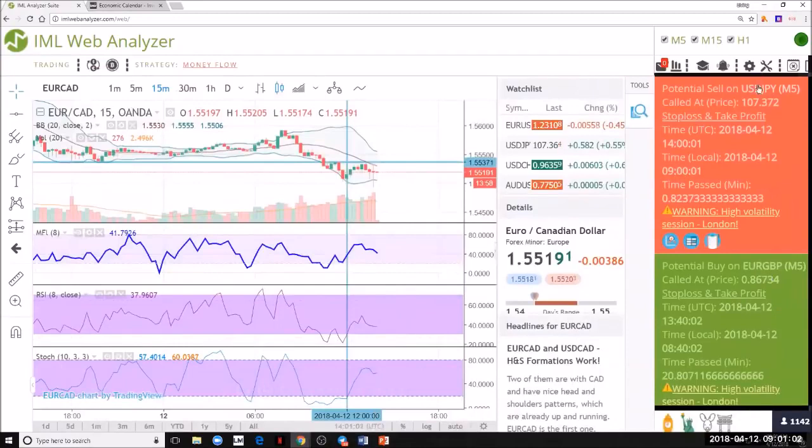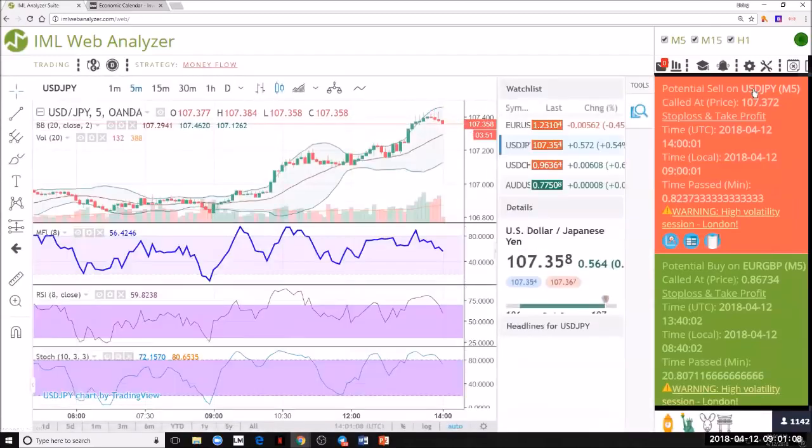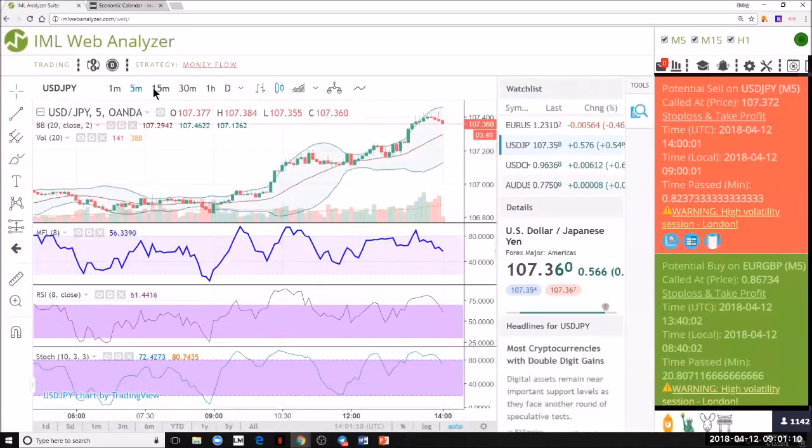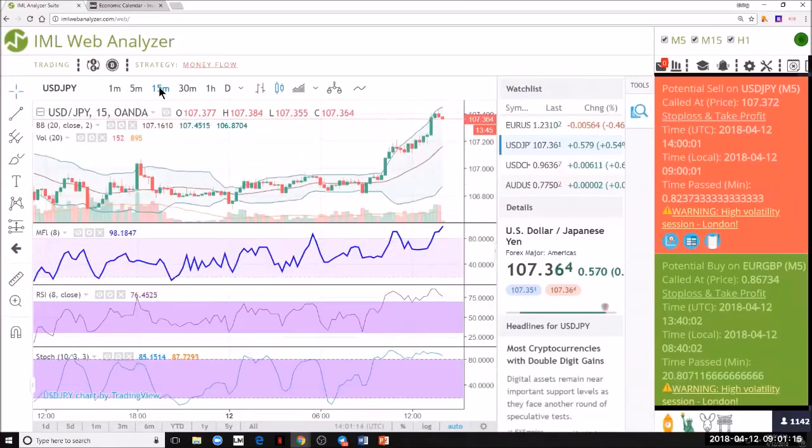Let's see. Oh, we just got a, hey, I didn't get it. Oh, I'm on silent. We just got a potential setup on UJ on the M5. So here we are. We're using the money flow strategy. And as you can see here, it shows that I'm using the money flow setup.